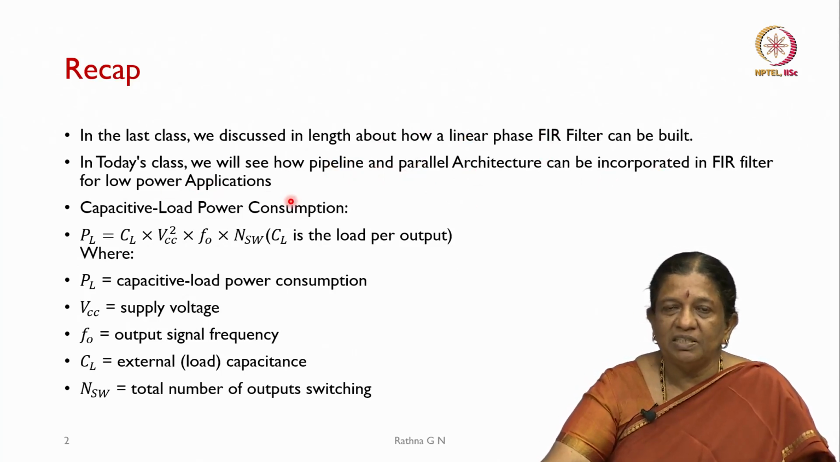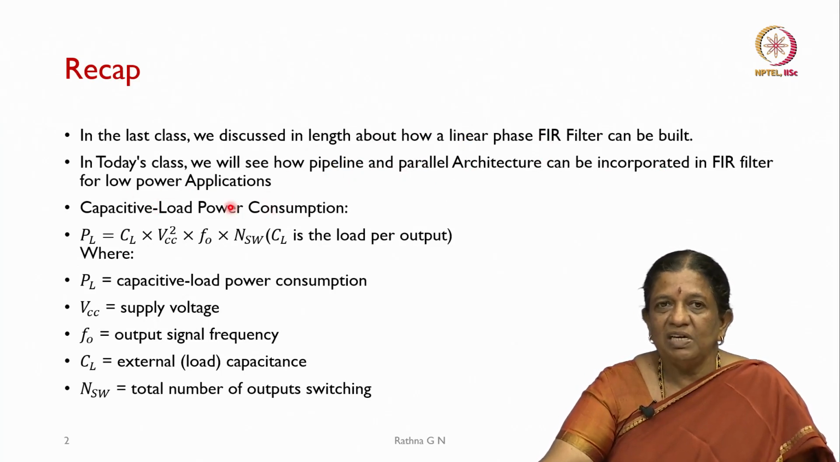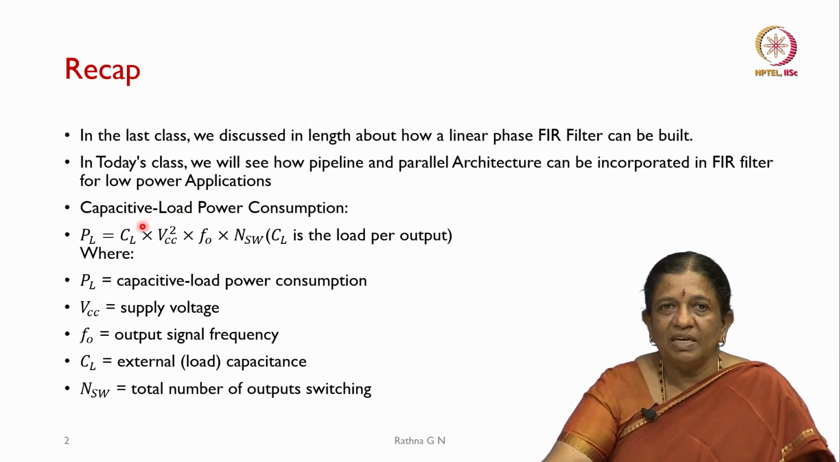for low power applications. When I talk about low power, in this case we will be considering the capacitive load power consumption, which is given by PL = CL × VCC² × F0 × NSW. So, we say that the power is proportional to the frequency and the square of the voltage. If we reduce the voltage, we know that the power consumption is going to come down drastically, but for speed we have to increase our frequency.